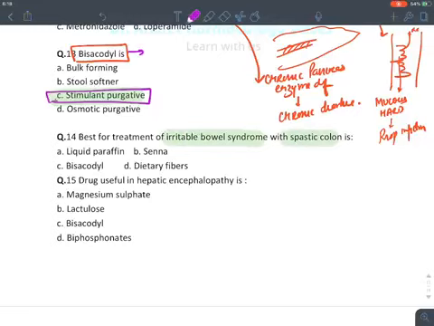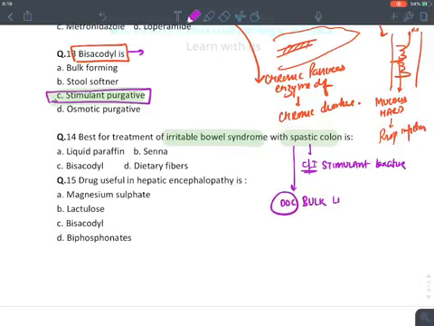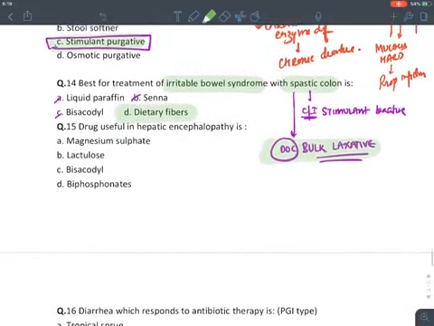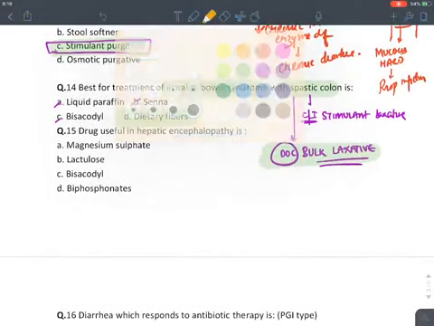Best treatment of irritable bowel syndrome with spastic colon. Remember, in spastic colon, stimulant laxatives are absolutely contraindicated. And in spastic colon, the drug of choice is bulk laxatives. Because bulk laxatives stretch the intestine, they can open the intestine by increasing the bulk. So remember, A, C and D are examples of stimulant laxatives. The answer is dietary fibers, which is the example of bulk laxatives.